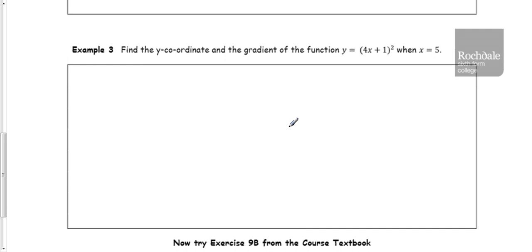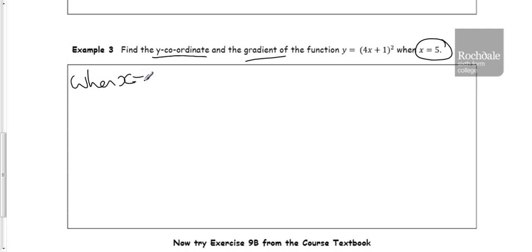C1 differentiation example 3. We have a function y equals (4x plus 1) all squared. Clearly this is a quadratic function, so it's a curve, and differentiation will help us to find the gradient of the curve. We also need to find the y coordinate when x is 5. So let's first of all find the y coordinate.